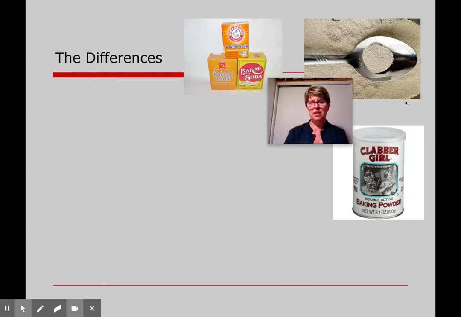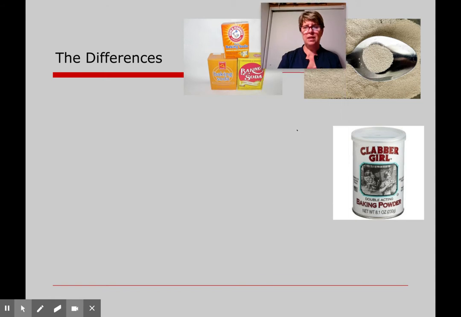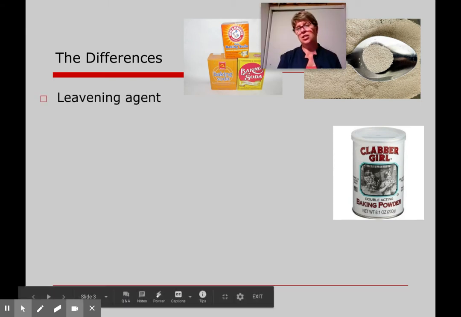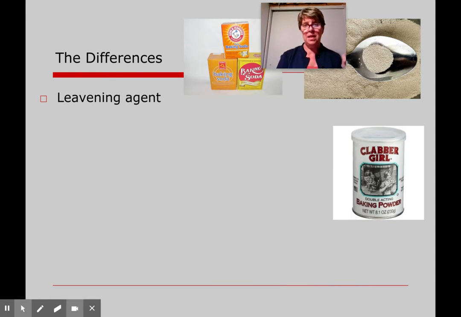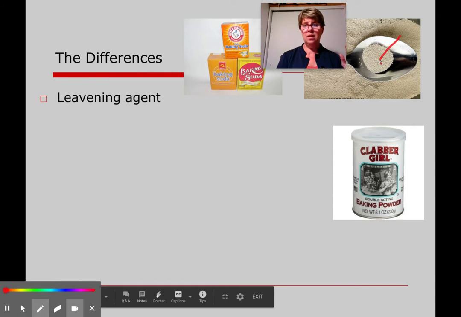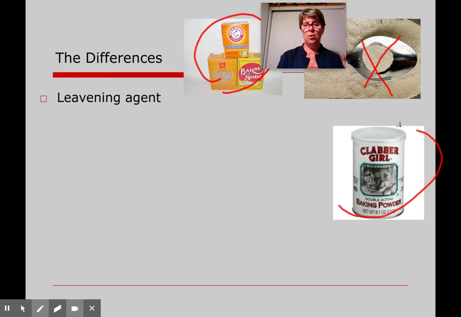Now, what are the differences of them? Well, it's these three things: baking soda, yeast, and baking powder. What do they have in common? They are leavening agents. And leavening agents make your food rise. So in quick breads, we don't use yeast. We only use either baking soda or baking powder or together. So let's get started with what the differences are.